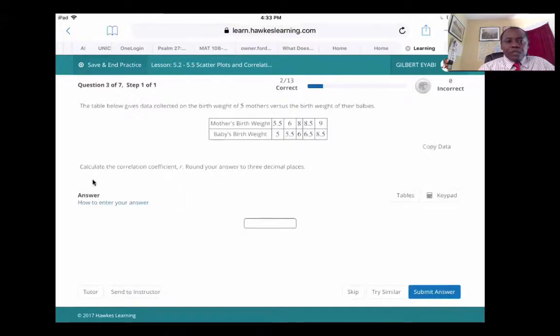We want to compute the correlation coefficient R, and here is our bivariate data set. Let's take this data set down so we can put it in MathStudio. We can call the first axis the x-axis and the second the y-axis. The x values are 5.5, 6, 8, 8.5, 9, and the y values are 5, 5.5, 6, 6.5, 8.5. So let me go to MathStudio.